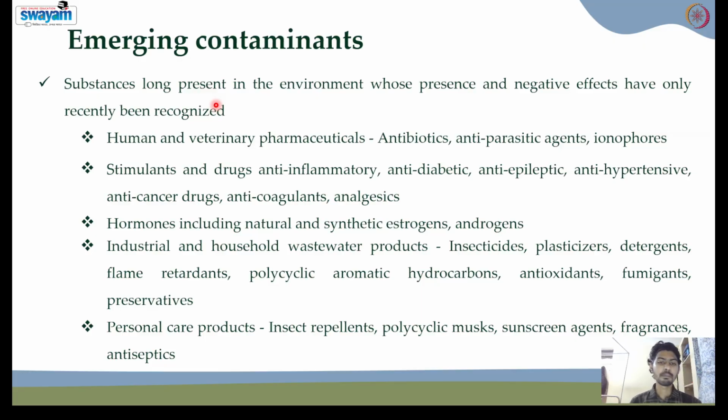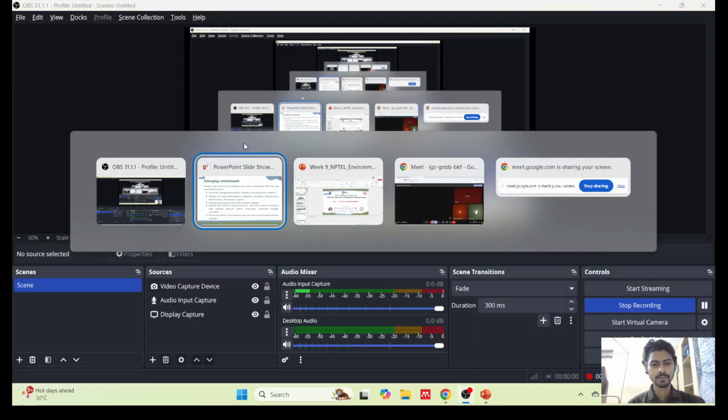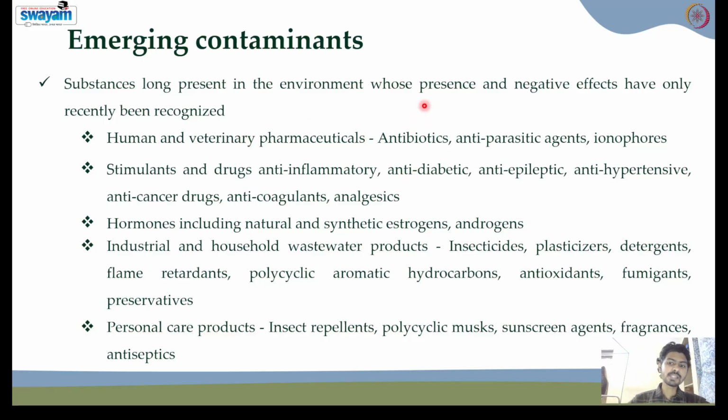These emerging contaminants are not regulated by government bodies. They are still under discussion, and we need a huge amount of data and research in order to form a regulation for these pollutants. Some examples of emerging pollutants in various fields: in human and veterinary pharmaceuticals, we all know there is a huge usage of antibiotics, right? These antibiotics are also regarded as one of the emerging contaminants.